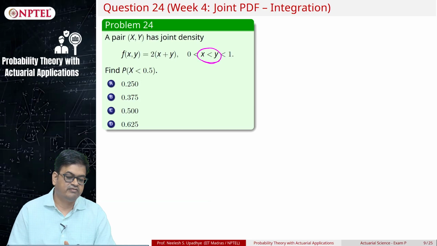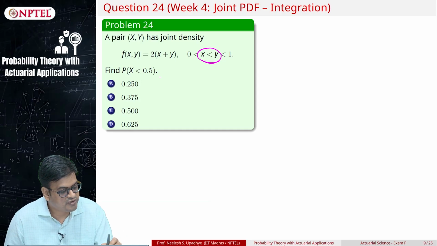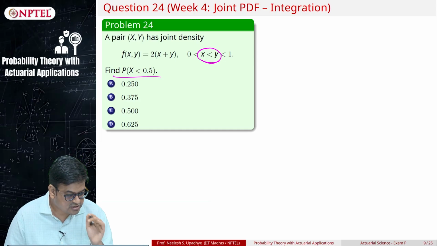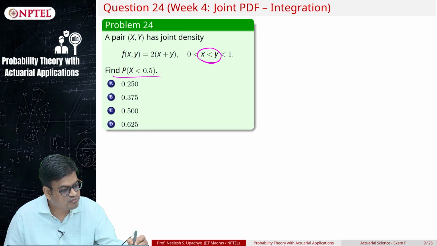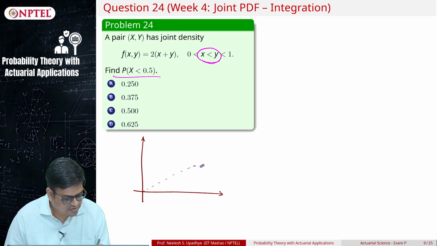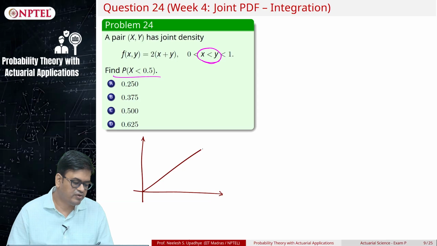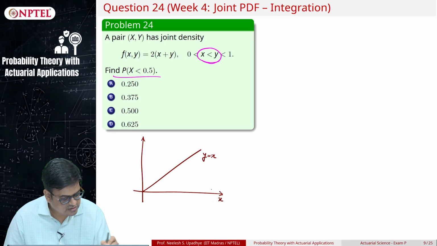X and y are dependent random variables. What you are asked to find? So, this is a trap, you must be aware of this. Probability of x less than 0.5. Now, whenever such problem comes and this dependence is there, as a rule of thumb, you should always plot the domain. So, this is x, this is y, and this is the line, say y is equal to x.